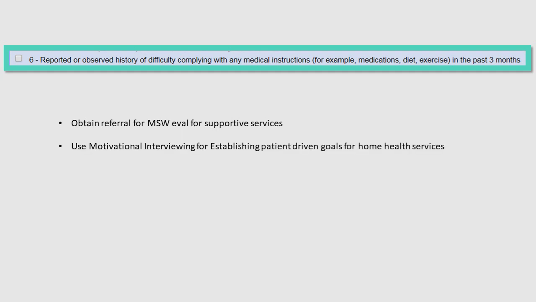in risk assessment. Appropriate interventions to include on the plan of care might be: obtain referral for MSW eval for supportive services. Use motivational interviewing for establishing patient-driven goals for home health services. Assess patient or caregiver ability to perform teach-back regarding self-care education.